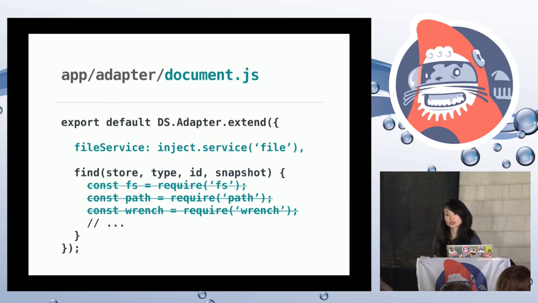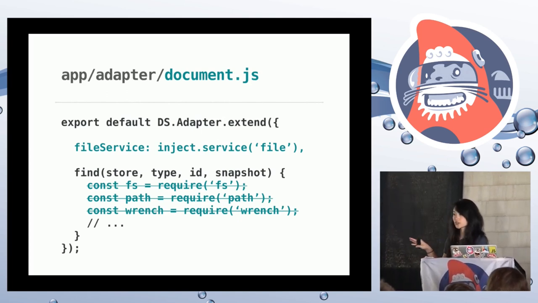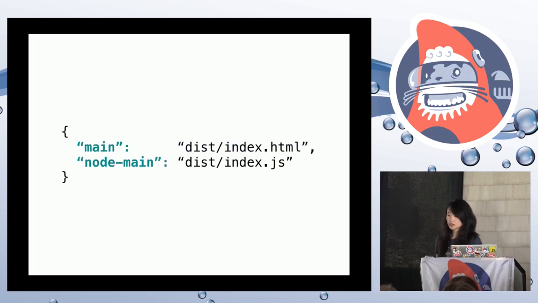So we could try instead to just extract all of that node-heavy code into a service. And in that way, you can easily stub the service during test. So now we know how to test this. But still, how do we test the Ember service that does all of this file-related stuff? So when we dug deeper into the NW.js documentation, we found out that besides main, you can also specify a node main field in your package.json, and that would have to point to a node script that you want to execute on startup.